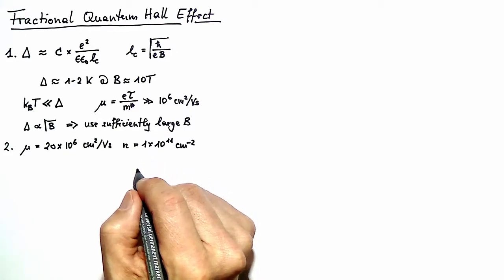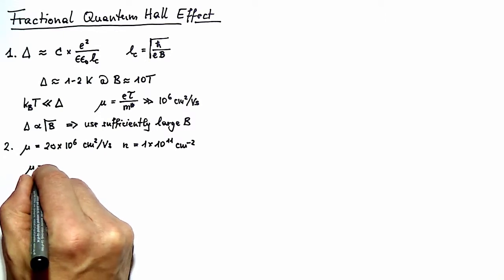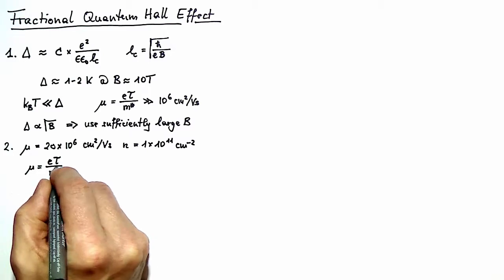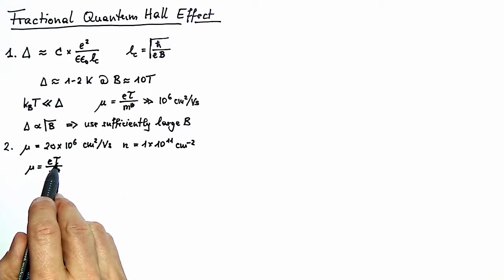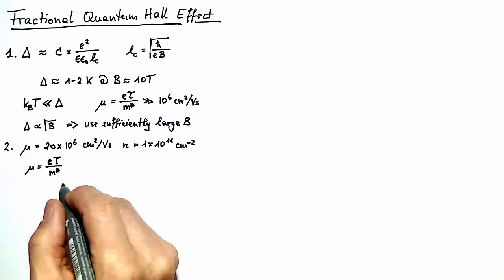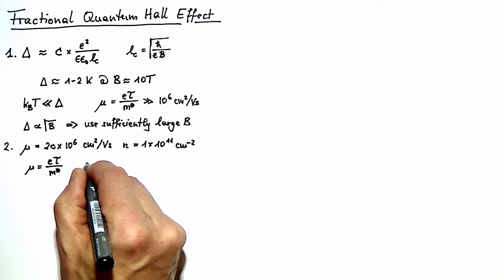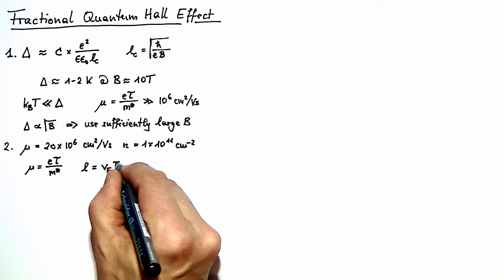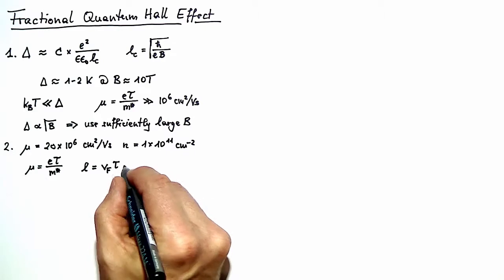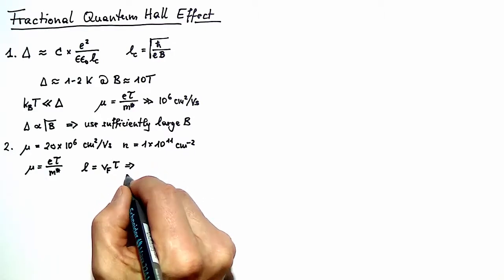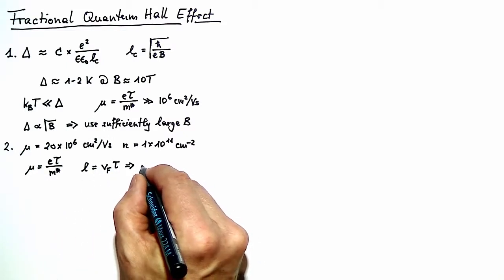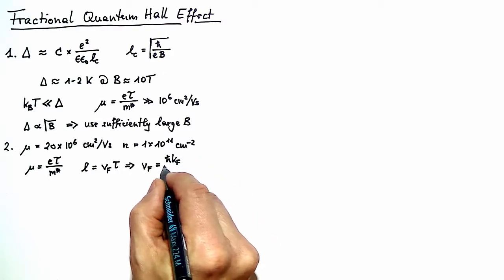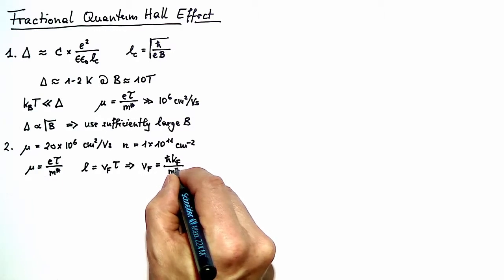Now, in order to solve this exercise, we have to remind ourselves that the mobility is related to the scattering time. Mu is e, the elementary charge, times scattering time divided by the effective mass m star, such that knowing the mobility, we can calculate the scattering time tau. Furthermore, we know that the mean free path, L, is given by the Fermi velocity times the scattering time tau in diffusive transport. So we need to know the Fermi velocity, and the Fermi velocity itself is given by the momentum of electrons at the Fermi energy, h bar k_F, divided by the effective mass m star.